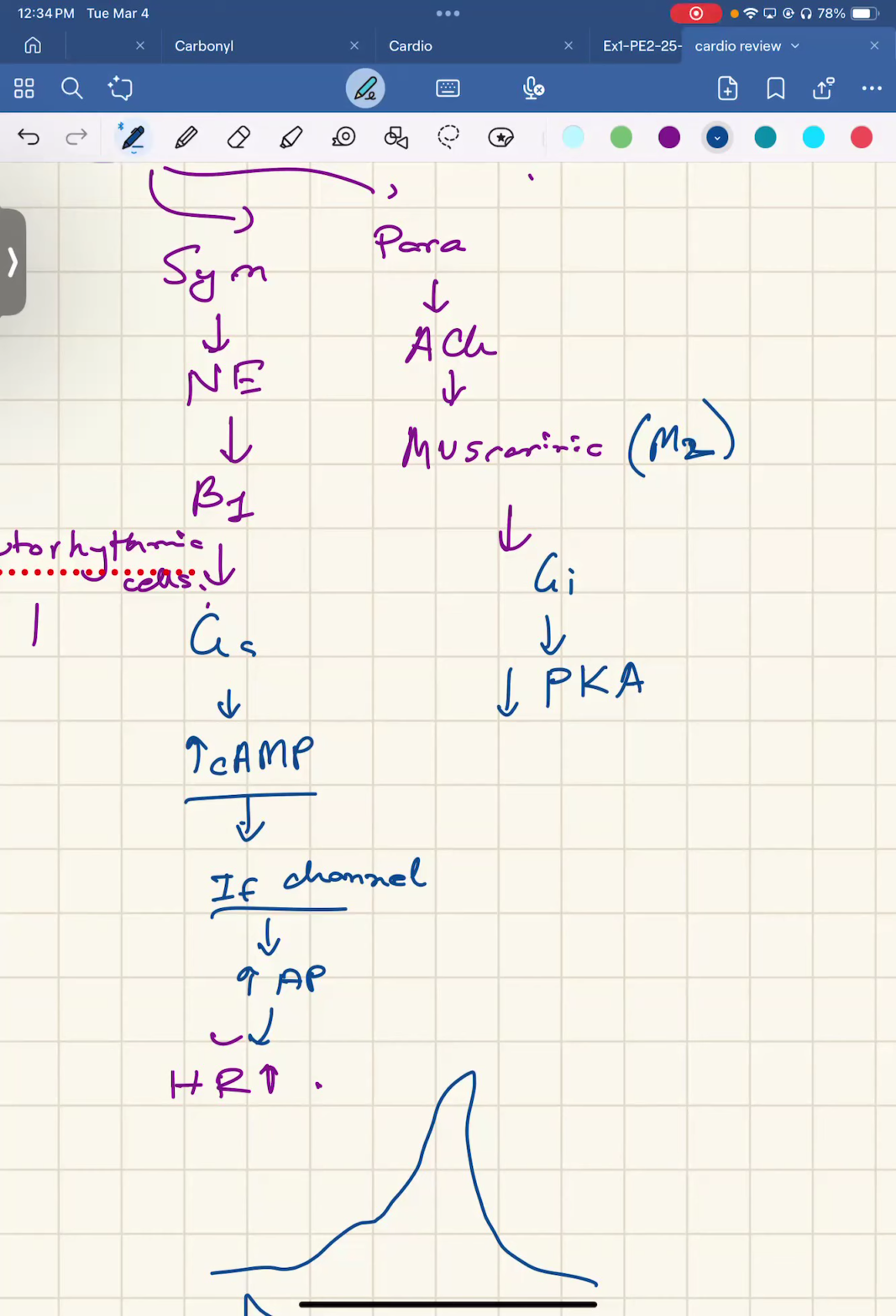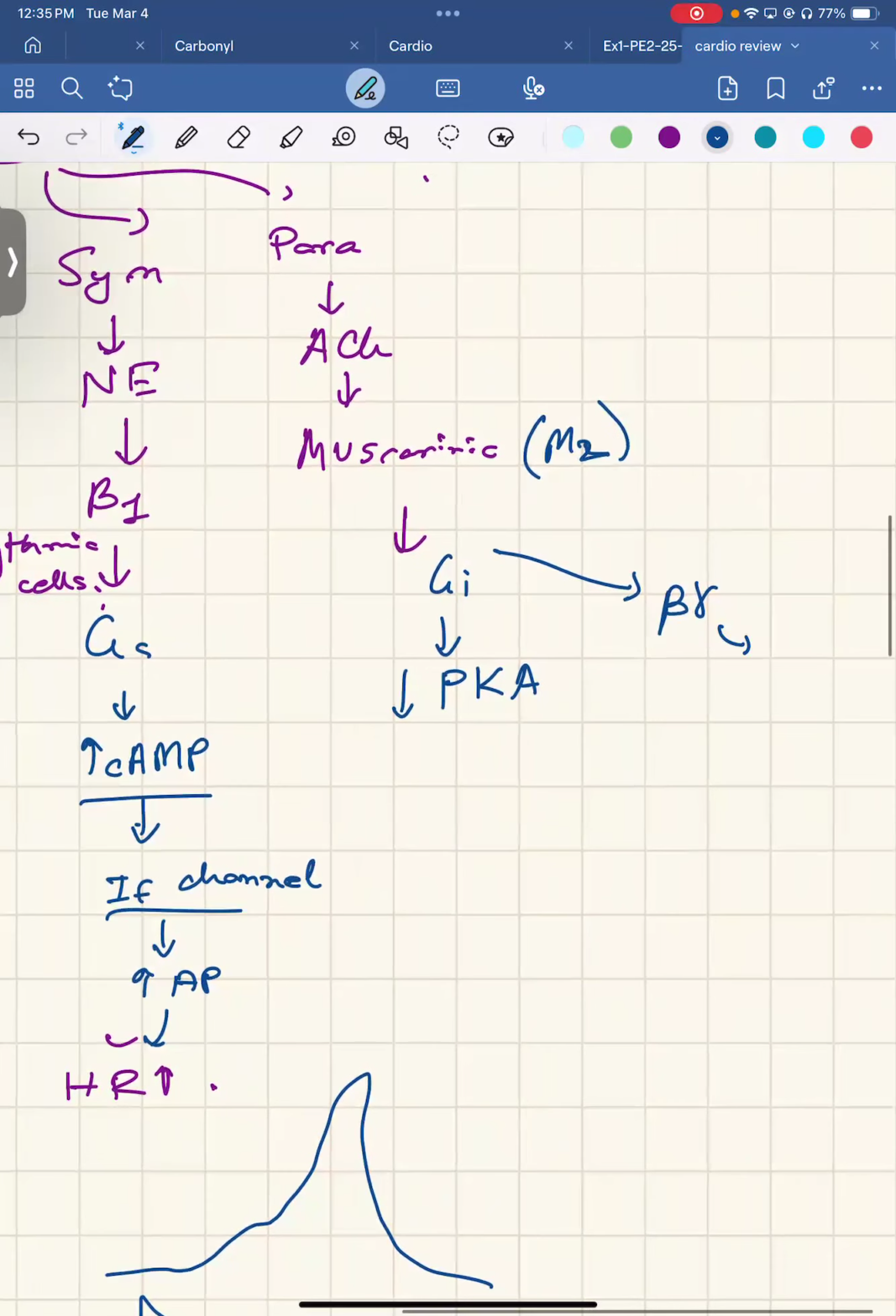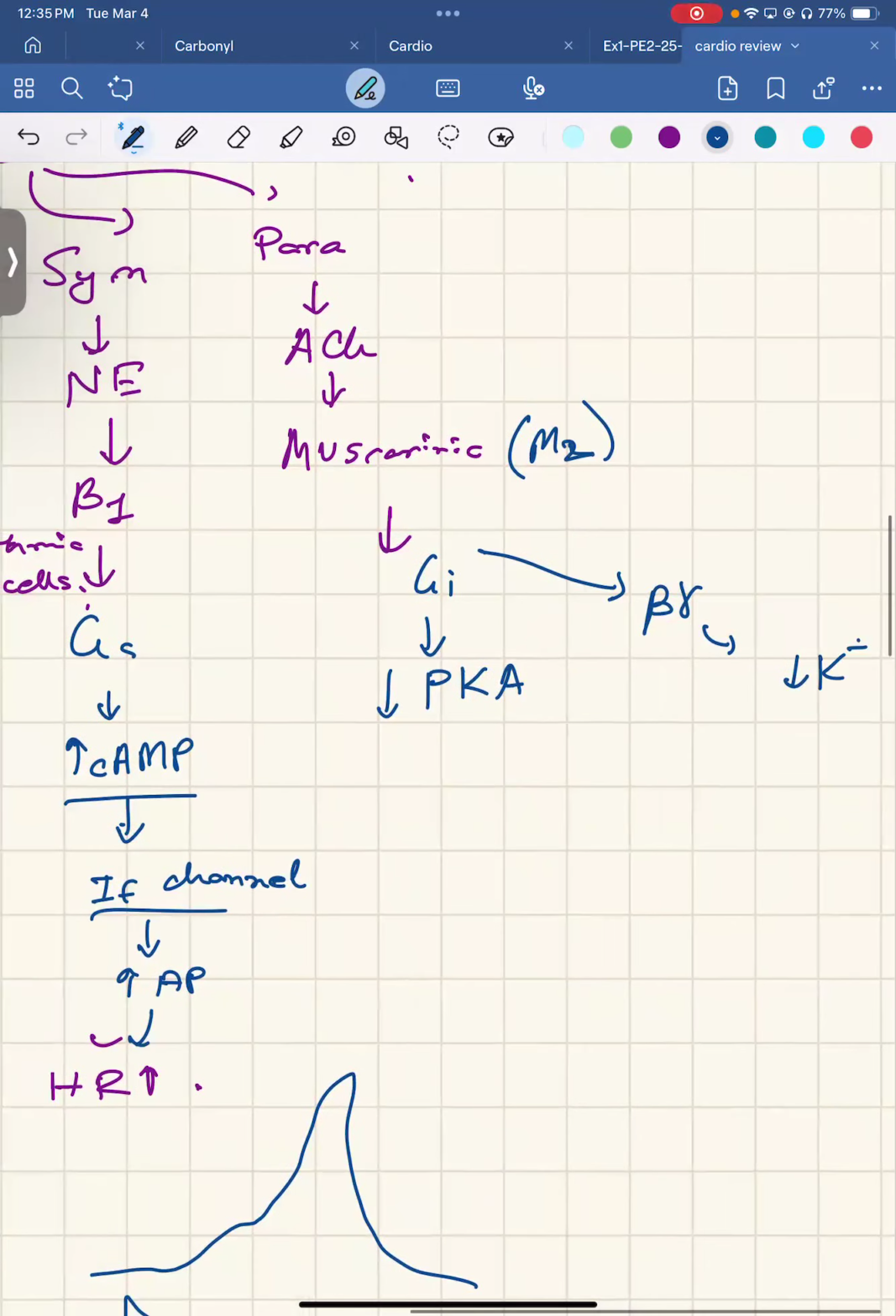That's a channel, a potassium channel, and they open it, which would hyperpolarize the cell. So there are two ways that this is happening. For the PKA part, it would cause less phosphorylation of the T-type calcium channel. But for the beta gamma part, they're going to cause efflux of potassium, which would make the cell hyperpolarize.